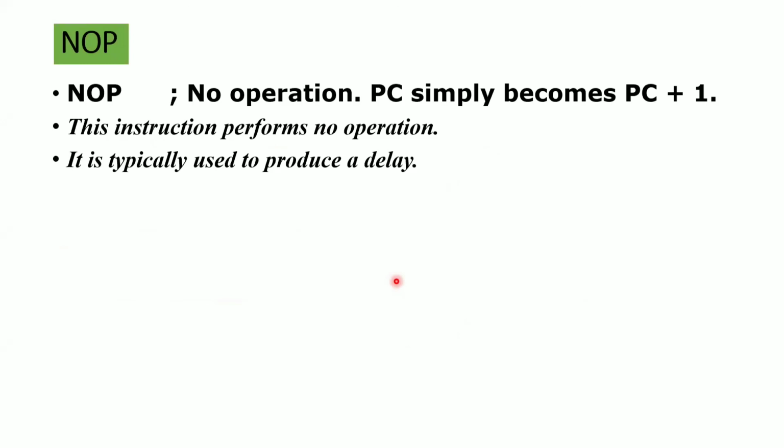The next one is NOP. NOP is also called no operation. This no operation does not require any operands. Why? Because it is just used to increment the PC by 1. What happens if the PC increments by 1? It will execute the next instruction. Generally, these NOP operations are used to perform a software delay.